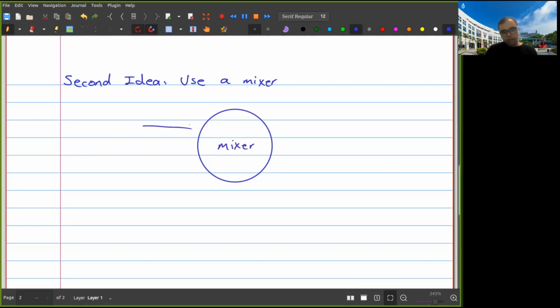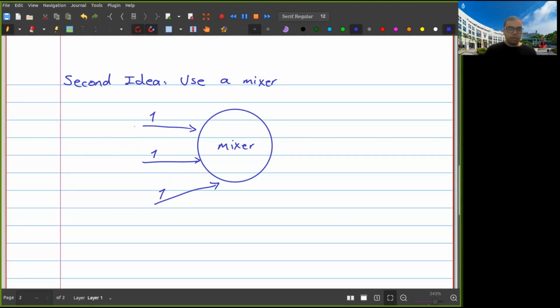Anyone can transfer money to the mixer. And usually the mixers have a fixed amount. So let's say this is a mixer that always takes 1 Bitcoin, or if you're on Ethereum, it takes 1 Ether. I don't really care, it takes 1 unit. So everyone sends the same amount of money in.